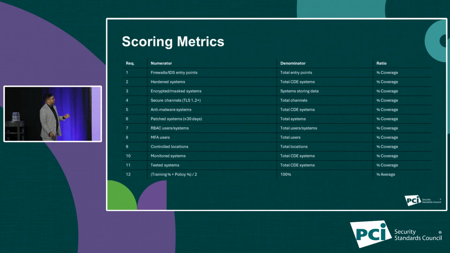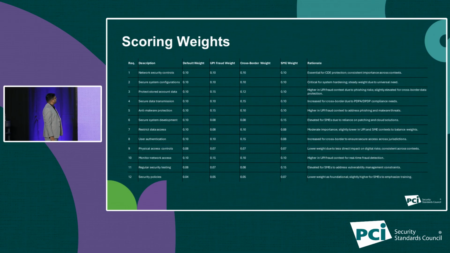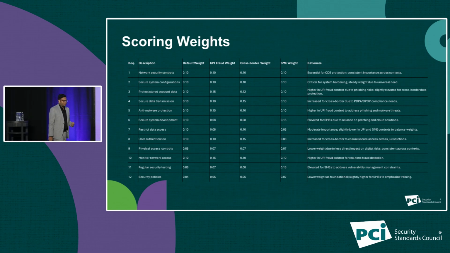Hardened systems, percentage covered in total CDE systems that you have. Encrypted or masked systems, systems storing the data. Secure channels, total channels percentage covered. So if I take, for example, 10 systems, how much of it is having secure channels? Anti-malware systems, patched systems, which is less than 30 days. MFA users, controlled locations, monitored systems, tested systems, and the training and policy. Now, scoring weights. How do we arrive at these weights? By studying a lot of data.